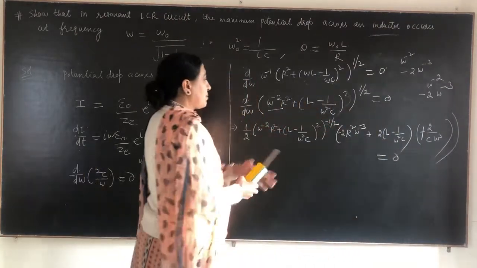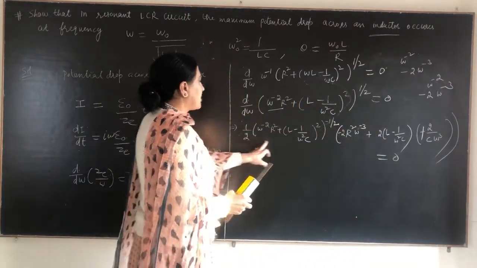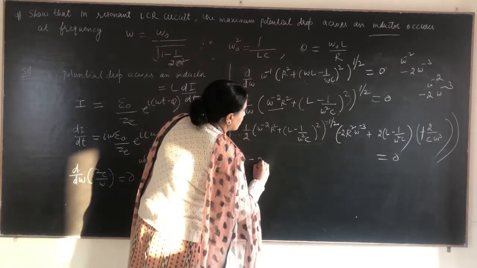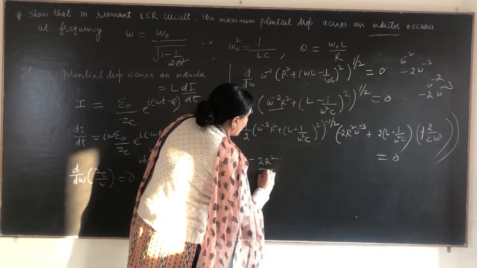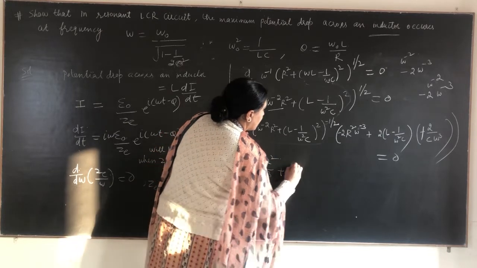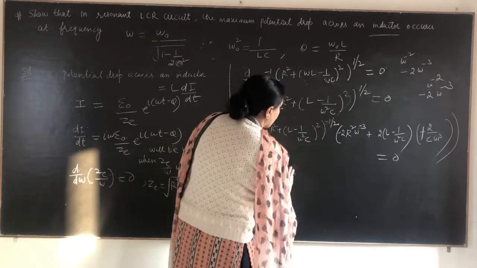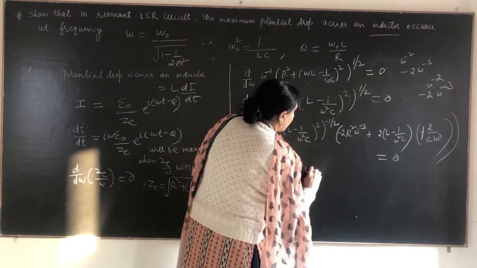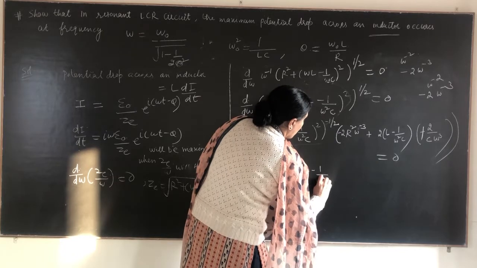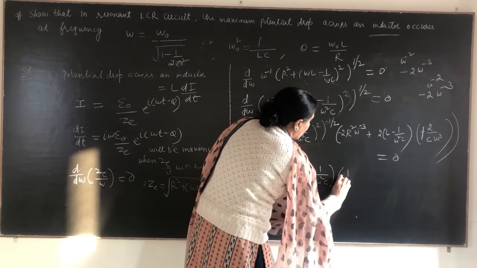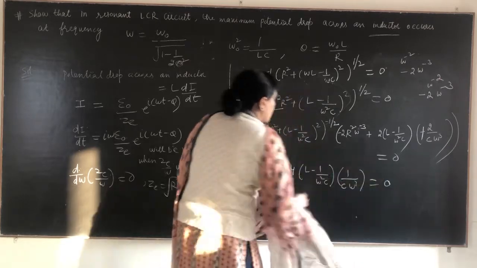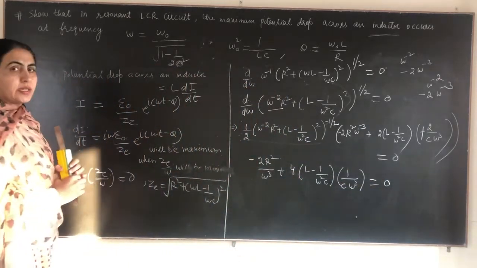So when this is equal to 0, this term 1 by 2 and this whole term will be equal to 0. So we have only minus 2 R squared over omega cubed plus 2 into 2, that is equal to 4, times (L minus 1 over omega squared C) times 1 over C omega cubed, that is equal to 0. So we have this term.